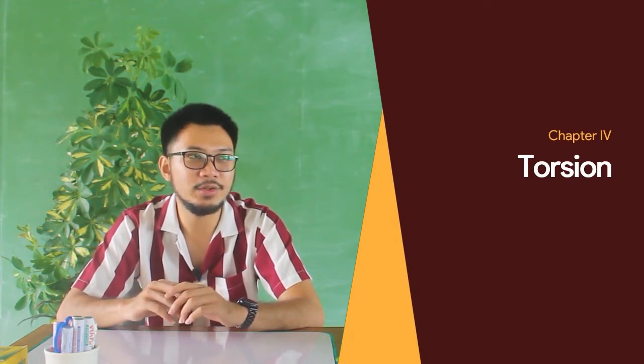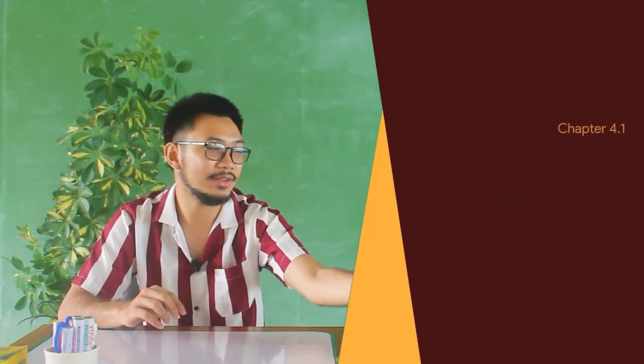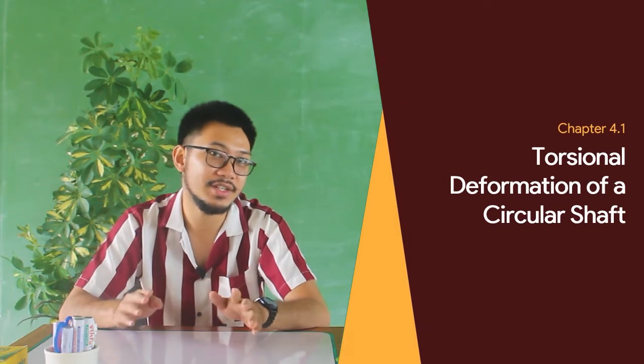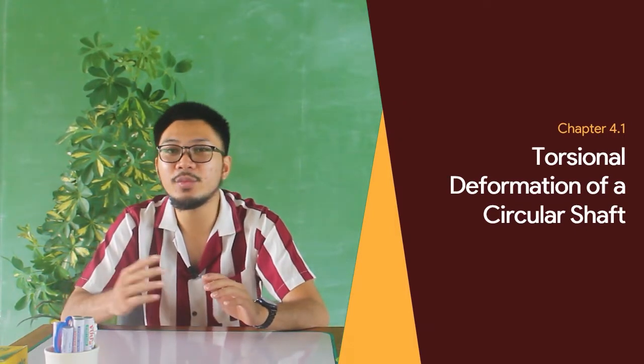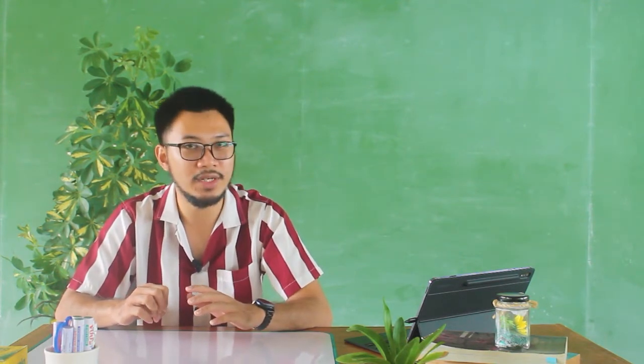So as you can remember, torsion is a moment that is exerted along the longitudinal axis of a shaft, perhaps. So specifically for this lesson, we will talk about the torsional deformation of a circular shaft. And later on, we will generate an equation for us to be able to solve for the deformation of a material due to torsion. And we will learn the torsion formula.